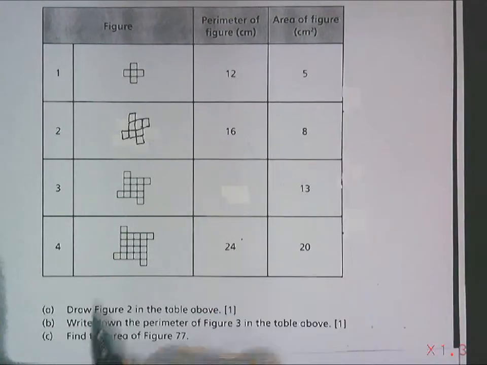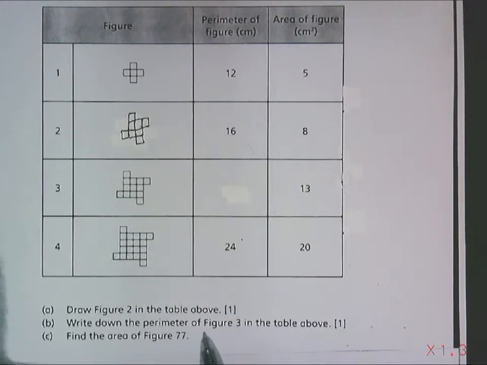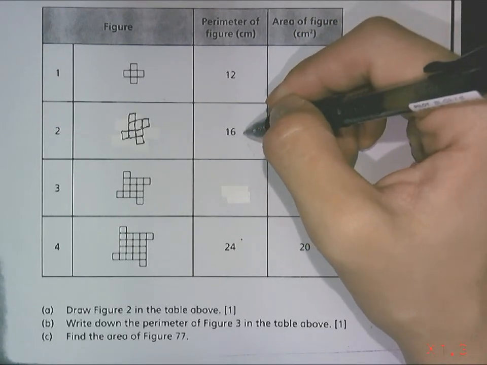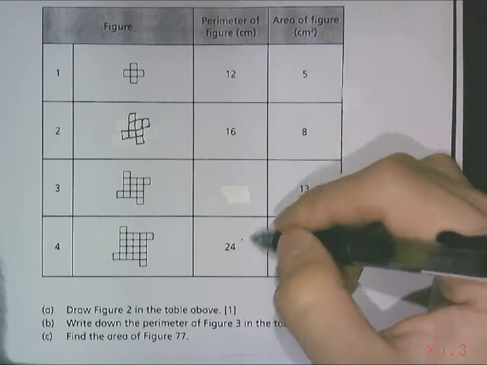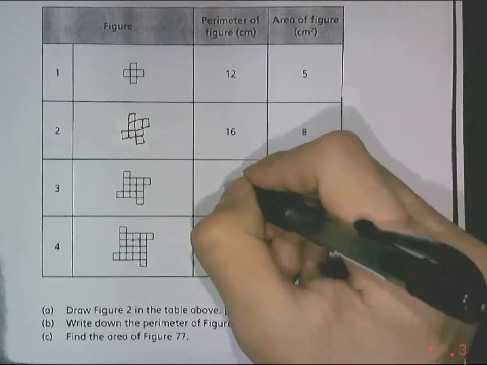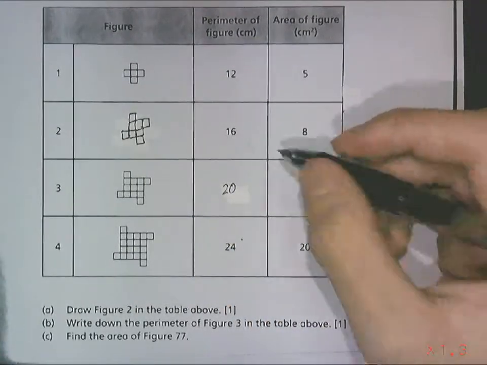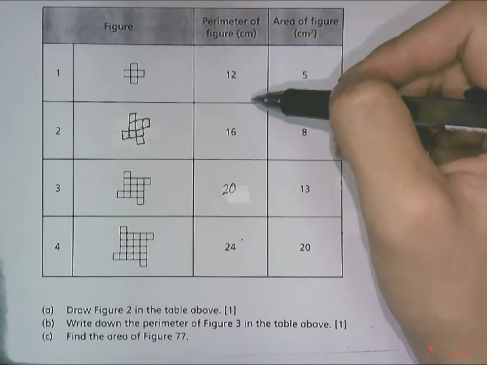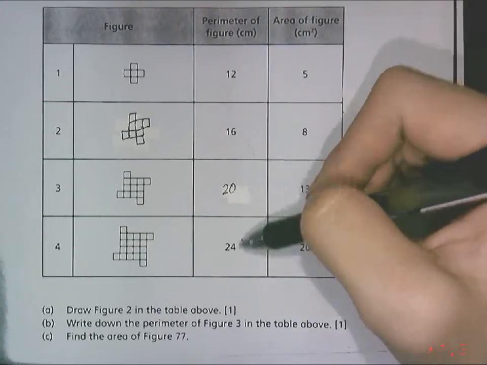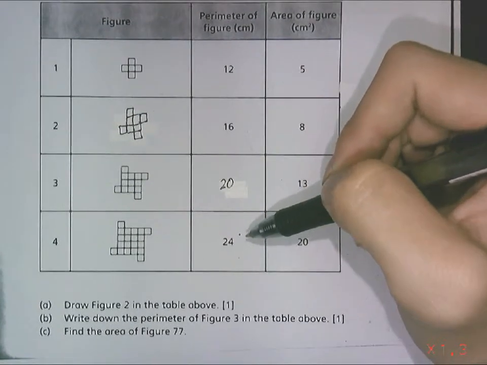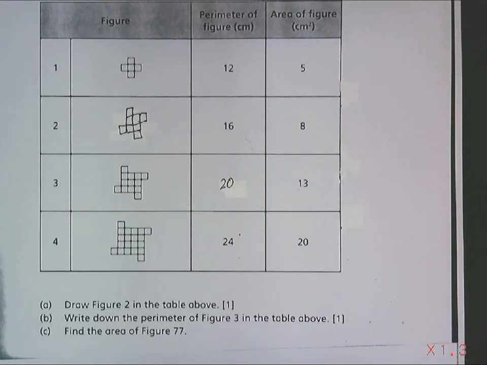To answer part B, notice the perimeter pattern. We have to find figure 3. Notice the pattern is just plus 4 centimeters, plus 4 centimeters, plus 4 centimeters. So that will give us 20 centimeters, because 16 plus 4. Checking the sequence again, plus 4, plus 4, plus 4, so the perimeter is correct. The area is the next one.